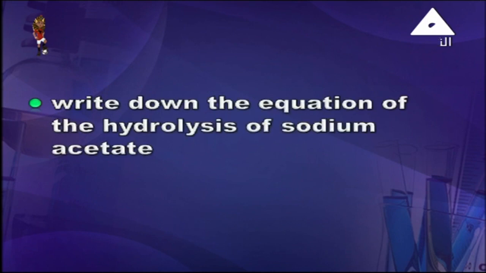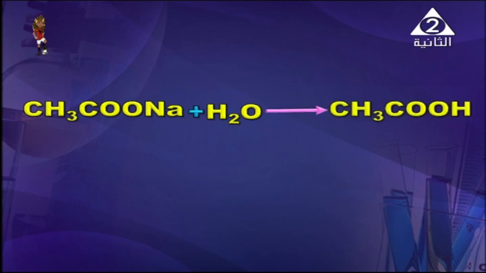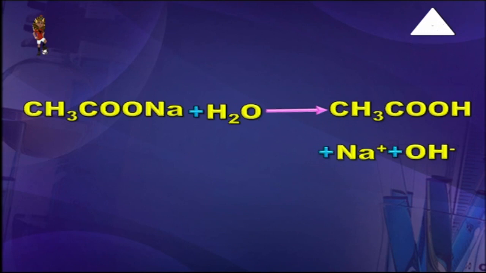Look, write down the equation of hydrolysis of sodium acetate. Sodium acetate, you remember? CH3COONa. Hydrolysis here means adding water. Do you know what happened in this case? Yes, it will be acetic acid, CH3COOH. And what about the sodium ion? Yes, I know, the sodium ion will stay, and also the hydroxide ion. This means sodium is a strong alkali, strongly basic, so it ionizes. So it gives sodium ion and OH. It means a basic solution.